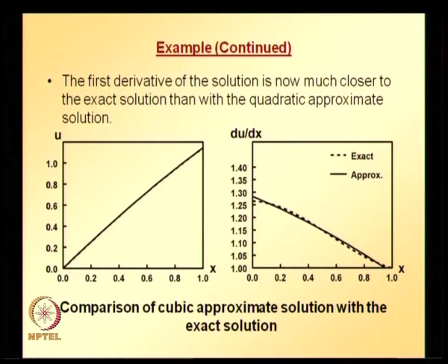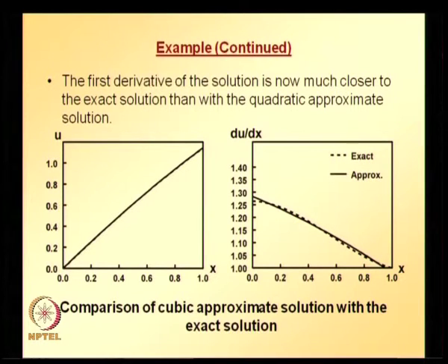Now if you compare this with what you saw earlier, that we obtained using the quadratic trial solution, the first derivative of the solution is now much closer to the exact solution than with the quadratic approximate solution. Okay, so this is how you can increase the accuracy in the derivative quantity if you are interested, but it comes with some expense: you need to spend more computational effort, or it involves more calculations. Okay.